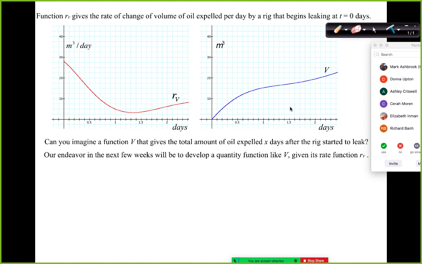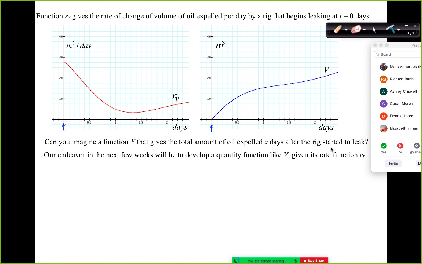And what would be different about the net accumulation, right? So starting from 0, what would be different about the net accumulation of oil, or the amount added since time equals 0? How would that function be different? I think it would be the same. Okay. Anyone else agree with Donna or disagree?